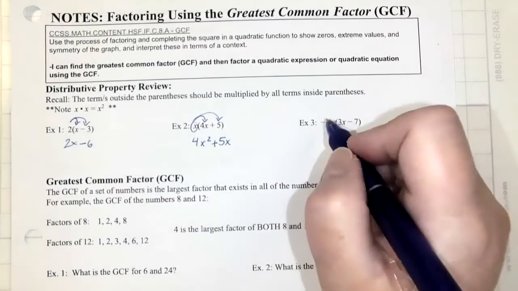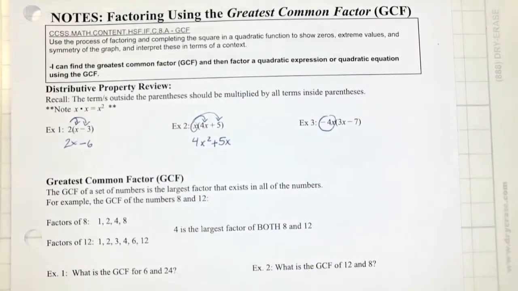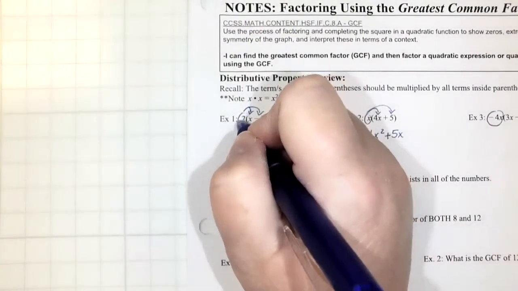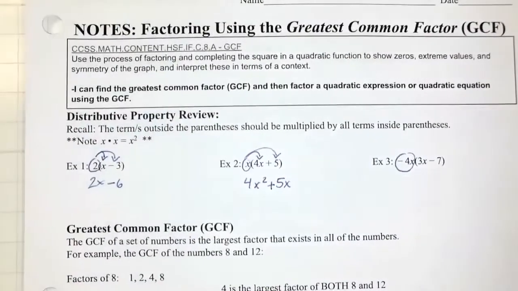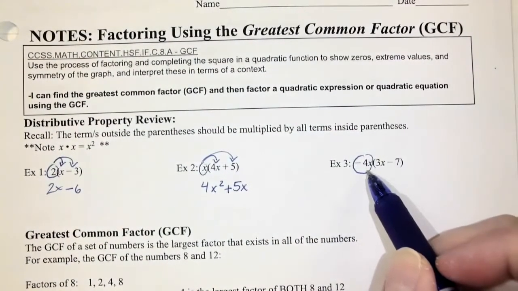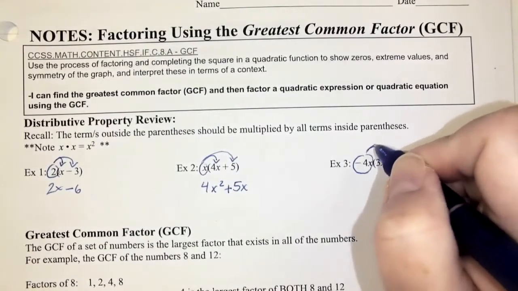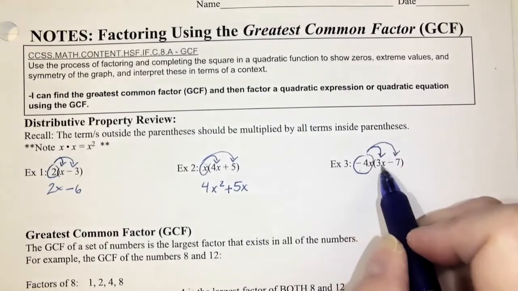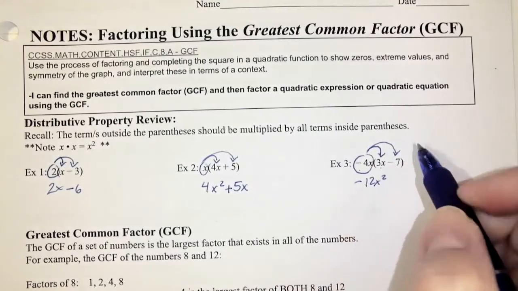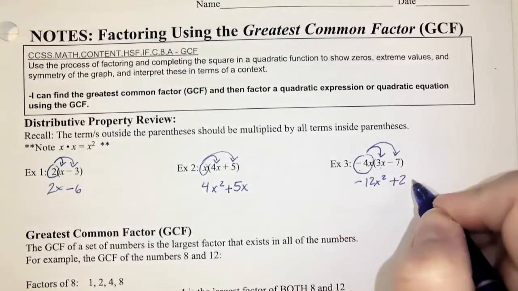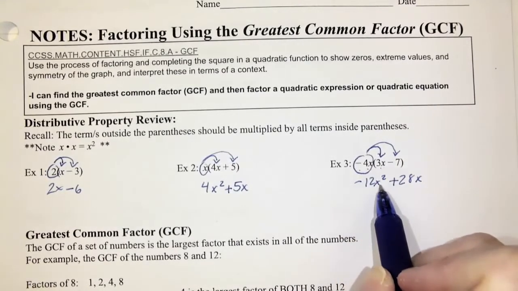Example 3, we're distributing a negative 4x, and it's really important to make sure that you distribute the negative with the 4x. So I recommend always circling, which I did not do in the first example, the value that you are distributing so that you make sure you distribute the same thing to each term that's inside of the parentheses. So we're distributing a negative 4x. So negative 4x times 3x is negative 12x squared. Negative 4x times -7 is positive 28x. Okay, so remember an x times an x is an x squared.